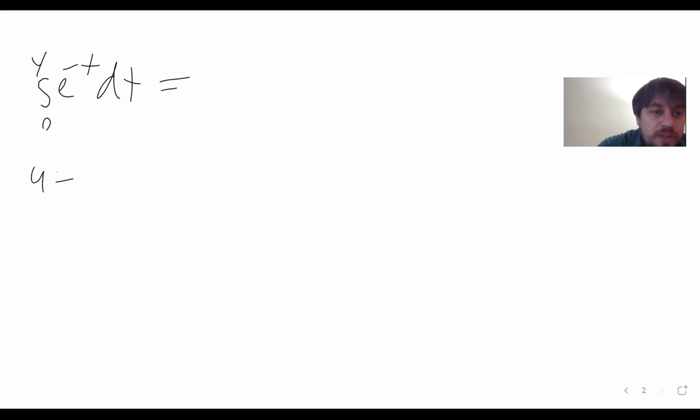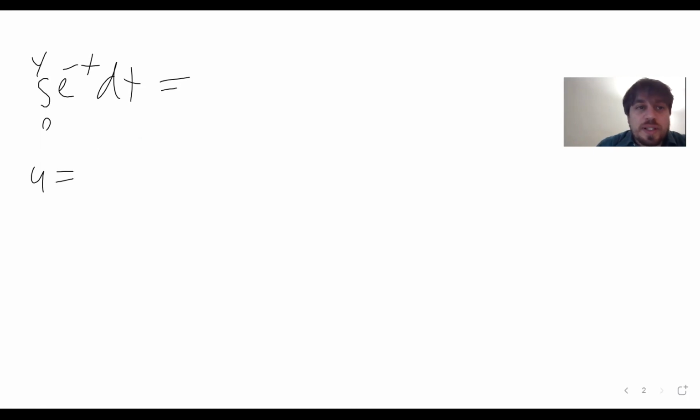So this is the integral from 0 to y of e to negative t dt. And so, how do you find an integral? If we're going to do this the long route, we let u equal e to negative t, and we're going to use a substitution. Actually, there's more than one way we can do this. I don't want to do it that way, but I could.